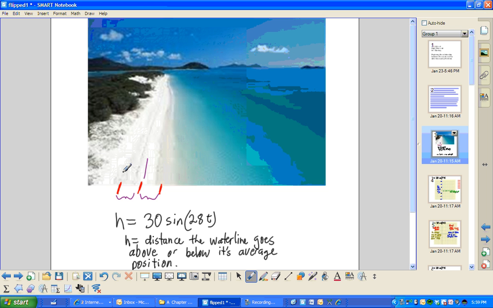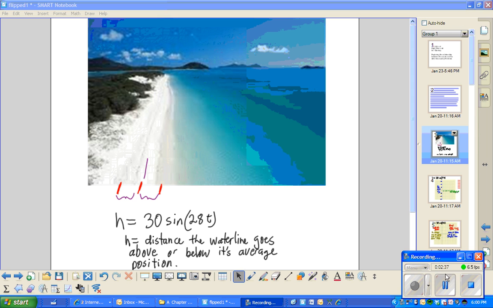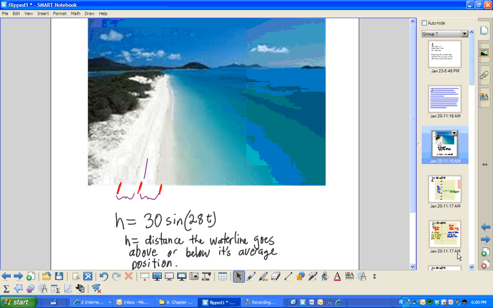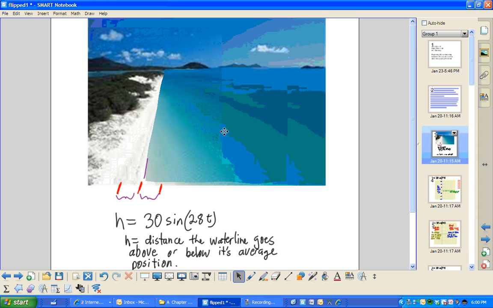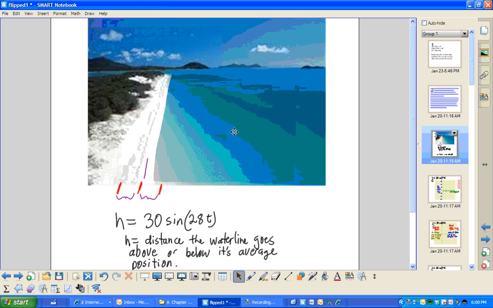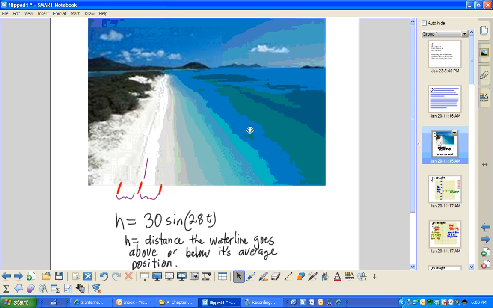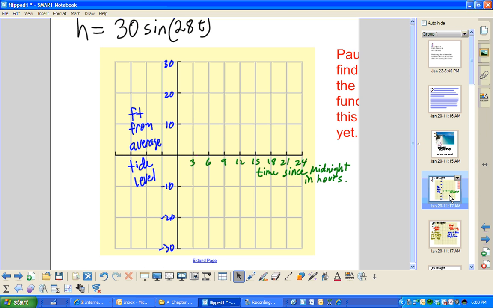All right, and don't forget the period of the graph. My battery's getting low. So the period, remember, is from when we go 1 full tide. So it goes up, back to the middle, down, and back to the middle. That's 1 full tide. That's 1 period. So we need to find out what those two things are, the amplitude and the period.